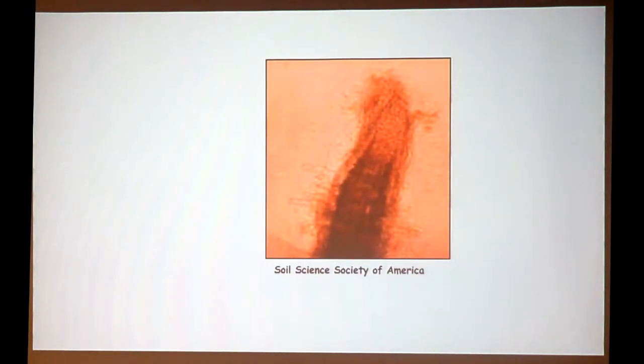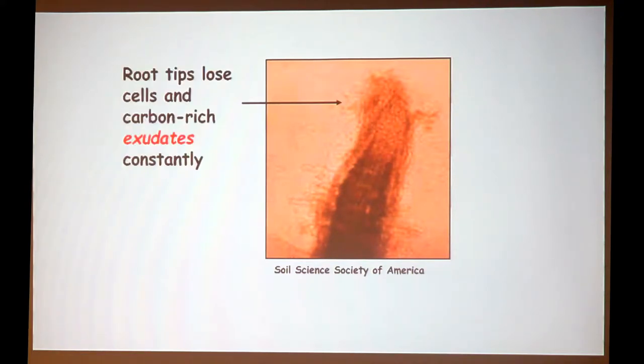This is a root tip, a photomicrograph of a root tip. And normally, just according to your biology, roots will produce a gelatinous material right at the root tip that serves kind of as a lubricant to push through the soil as the root grows. And along the root right behind that are these real intense zones of root exudation. So root tips lose cells and carbon-rich exudates all the time, particularly at these growing tips.